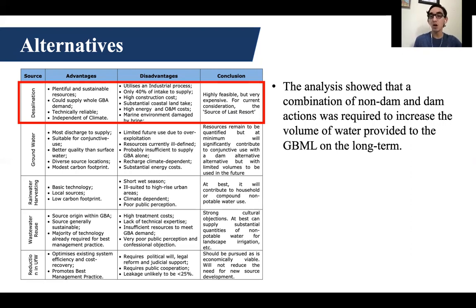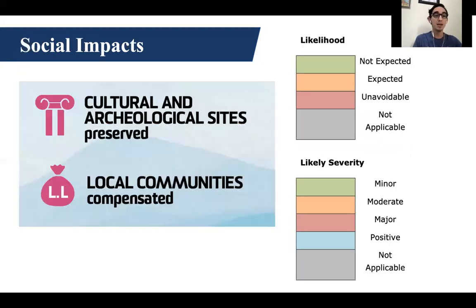However, none of the non-dam alternatives was good enough or met all the criteria to be put in action with a dam action. So the project decided to go with the alternative of only dam action, and that was the Bisri Dam.